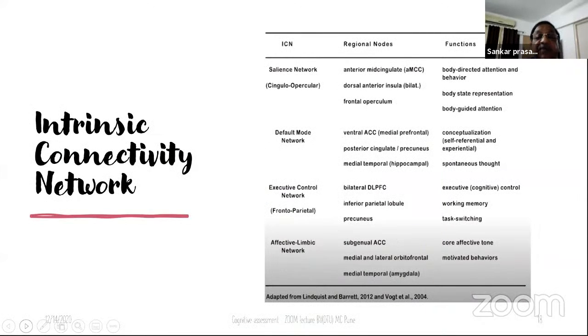Apart from that, we have very important networks which all the postgraduate students should learn. These are the salience network, default network, and executive control network, and we'll slowly see about them, because for understanding our tests we should know what these networks are. The salience network comprises the anterior cingulate, mid cingulate, dorsal anterior insula, and frontal operculum.